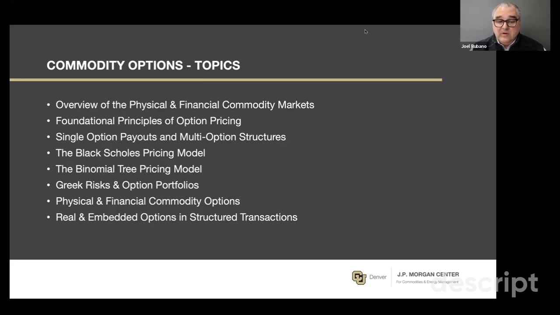And lastly, we'll look at real and embedded options in structured transactions. The types of deals that, if you work at a bank, if you work at a merchant, you will be shown by customers all day long, sometimes include optionality. Sometimes it's explicitly stated. Sometimes it's merely described in the language of the contract. Either way, you have to understand how to recognize, disentangle, and then model and price that option to be able to price the transaction appropriately.